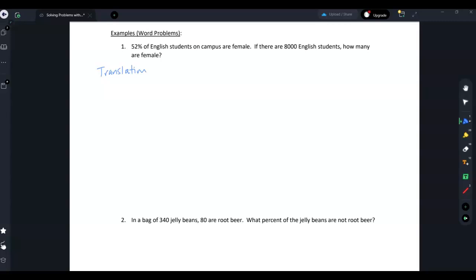This story problem, this first example, says that 52% of English students on campus are female. If there are 8,000 English students, how many are female?